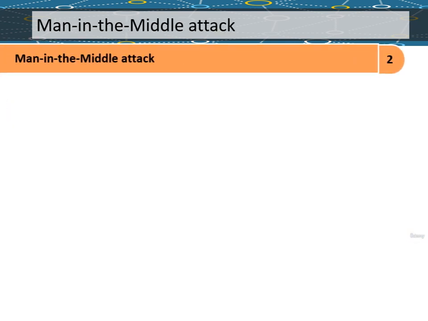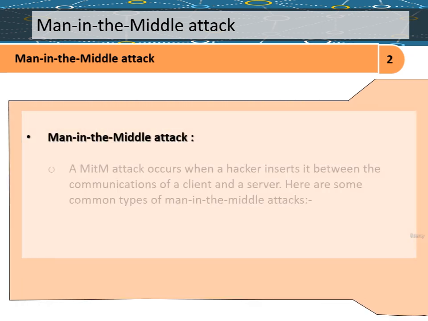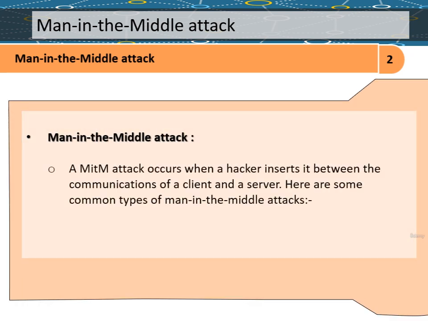Number 2 is man-in-the-middle attack. A MITM attack occurs when a hacker inserts itself between the communications of a client and a server. Here are some common types of man-in-the-middle attacks: session hijacking, IP spoofing, replay.